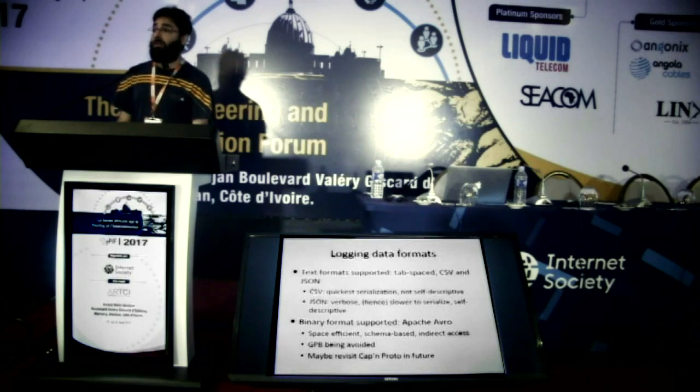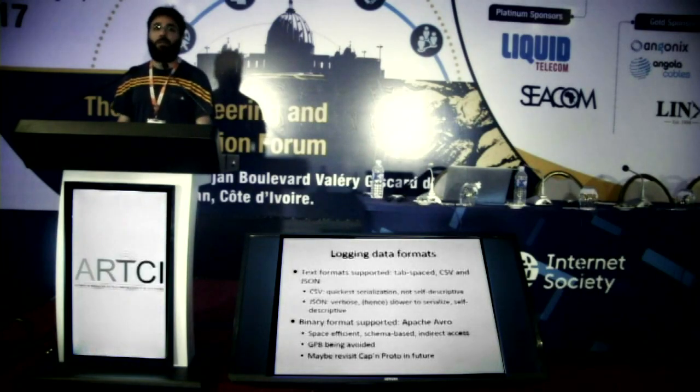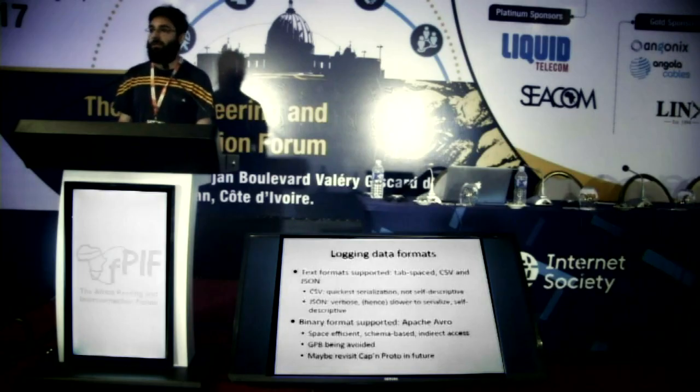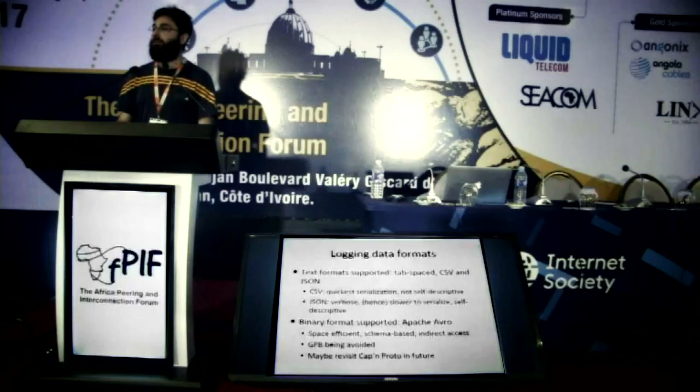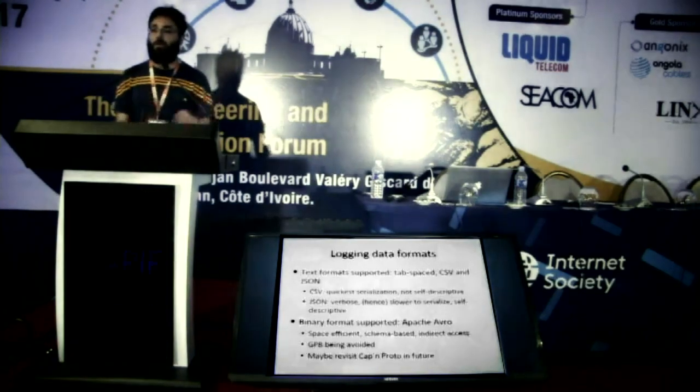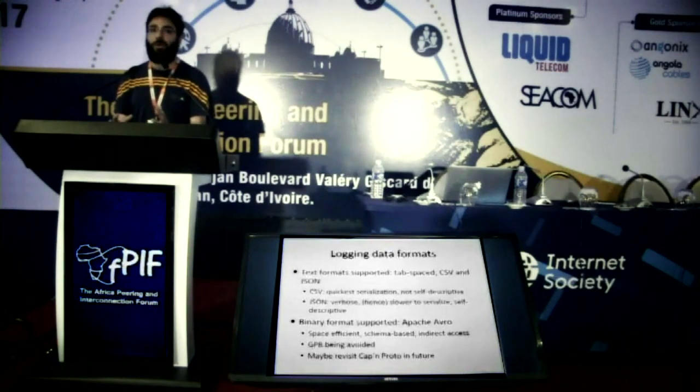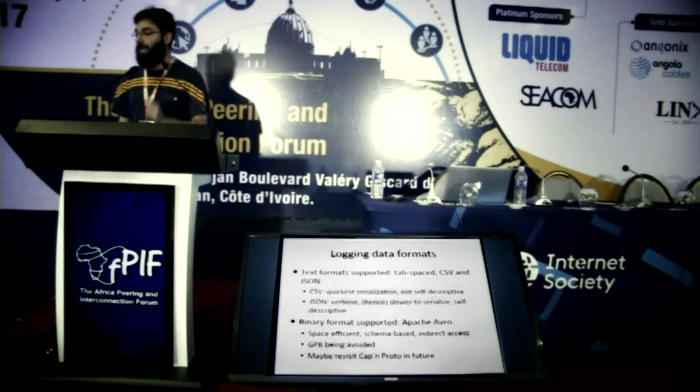JSON, on the other hand, is very verbose. I mean, it will really add to the disk space that is needed, but it's always true that you can compress it. So it's also slower to serialize, but the good thing is that it's self-descriptive. So every single record, you can just get a record and you know immediately which fields, so you don't need a title. You can do everything with a single record.